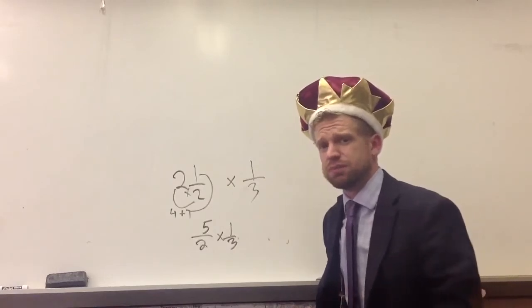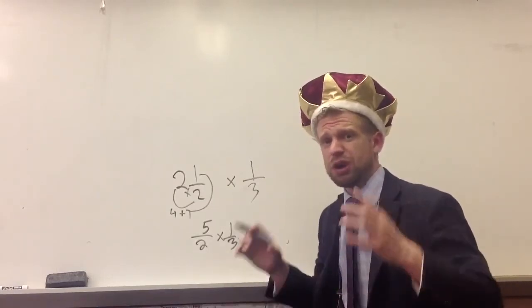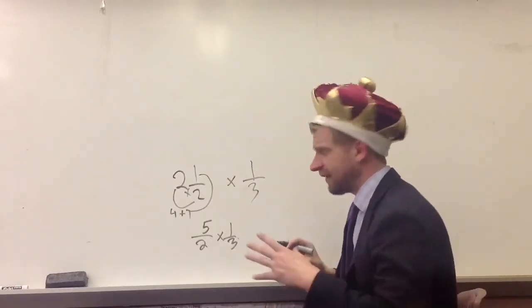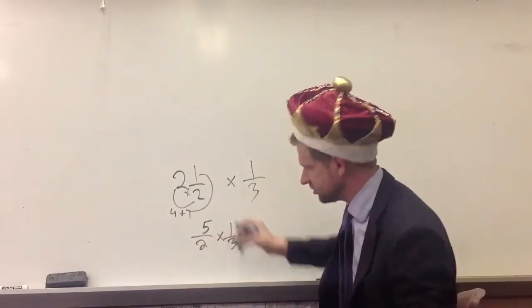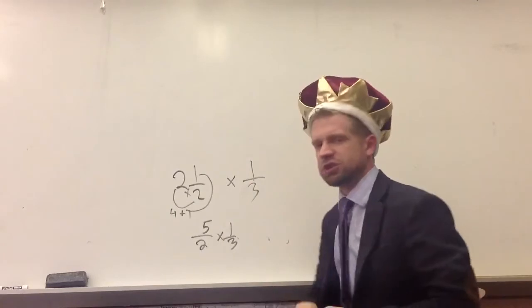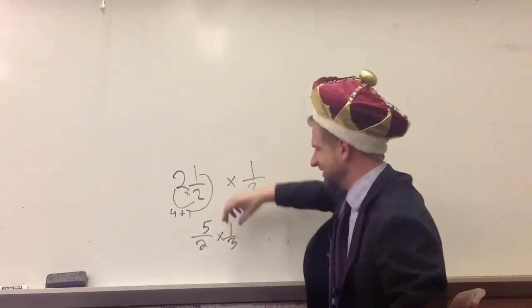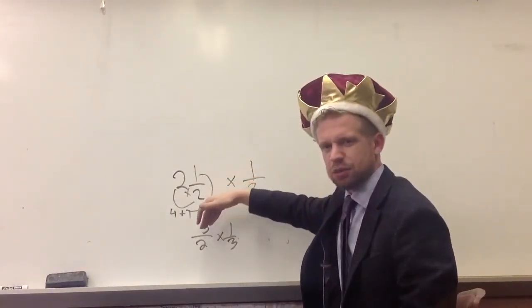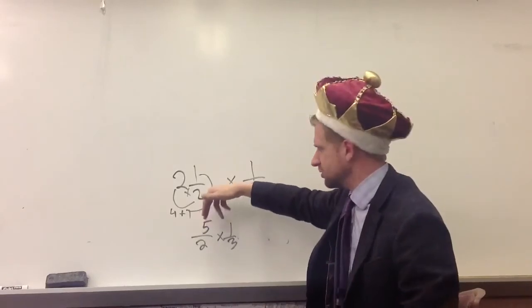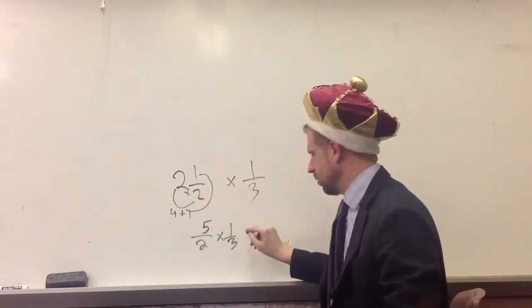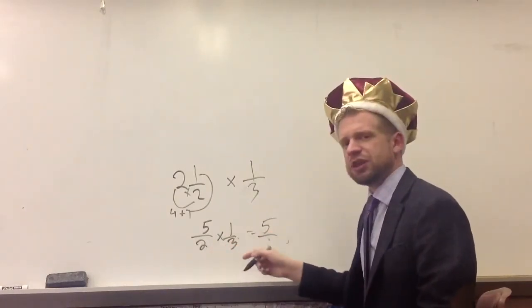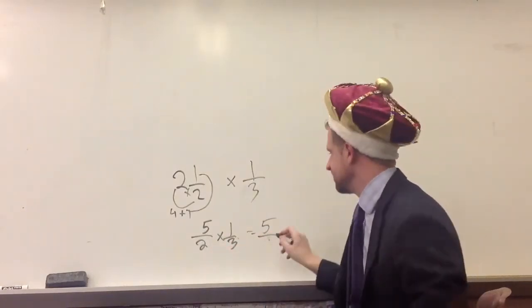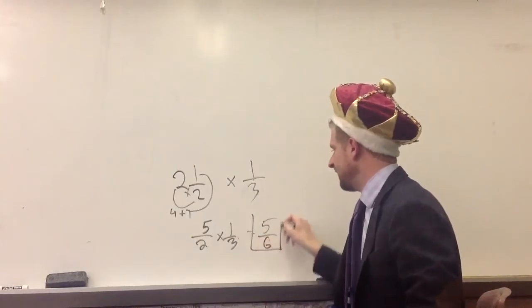Now comes the tricky part. Now I have to multiply. When I multiply fractions, I see if I can cross cancel. I can't cross cancel. King says there's no cross canceling. So I do the next thing. The next thing is I look at the numerators and I multiply the numerators by the numerators. 5 times 1 gives me what? Gives me 5. 2 times 3 gives me what? Gives me 6. So I get 5/6.